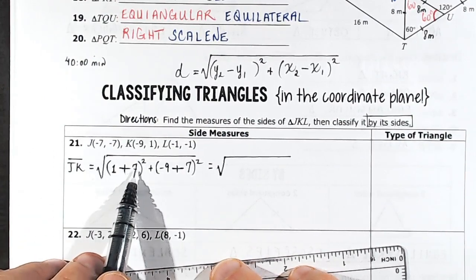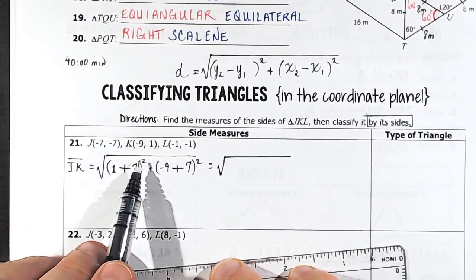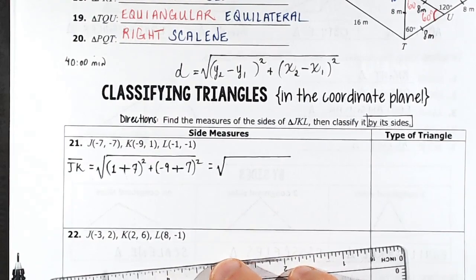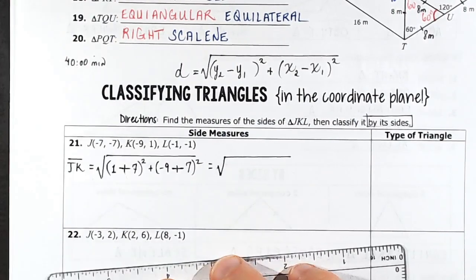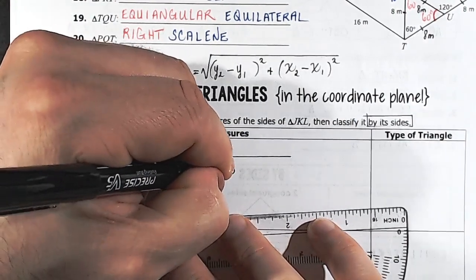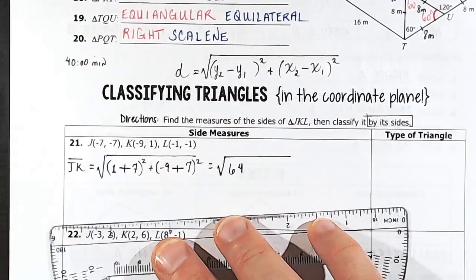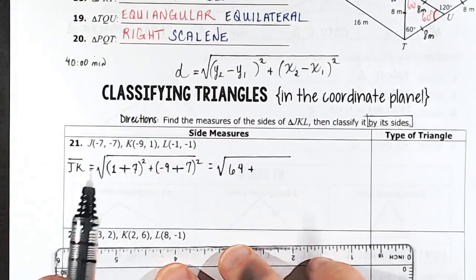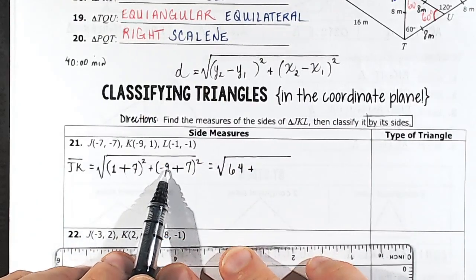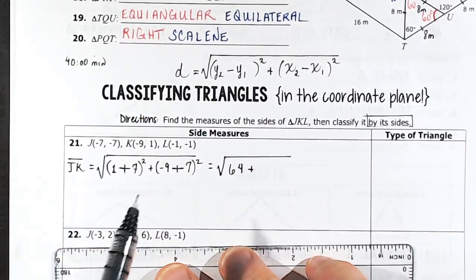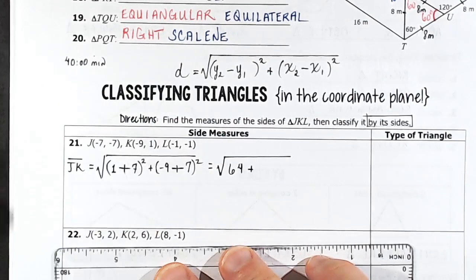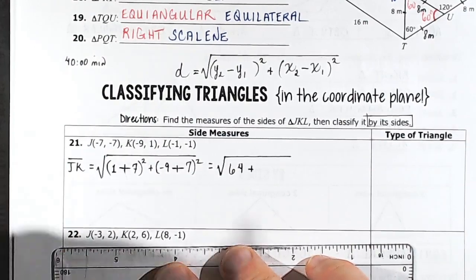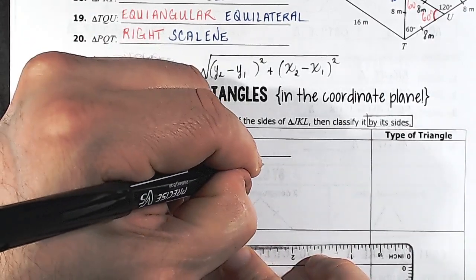So 1 plus 7 is 8, and 8 squared is 64. 8 times 8 is 64. So I'll write 64 plus, and now I have negative 9 plus 7. Negative 9 plus 7 is negative 2, and negative 2 squared is positive 4. Negative 2 times negative 2 is positive 4. So I have 4.